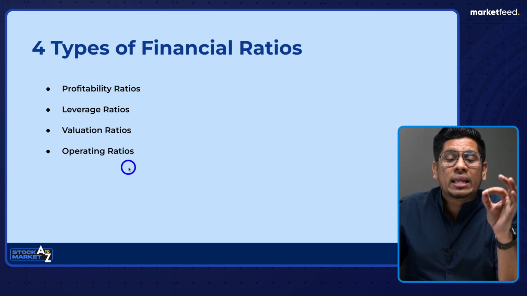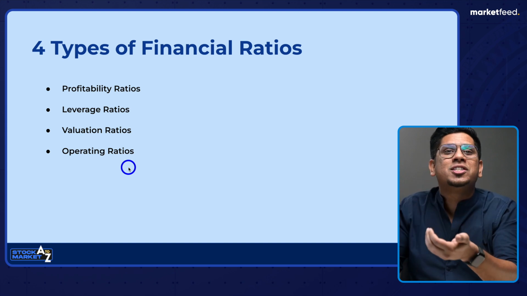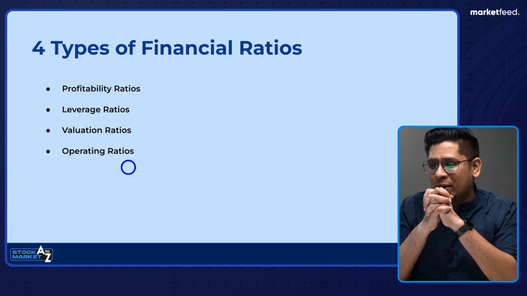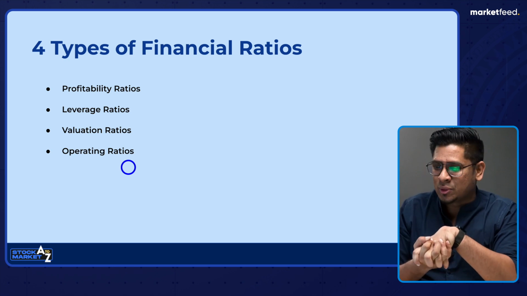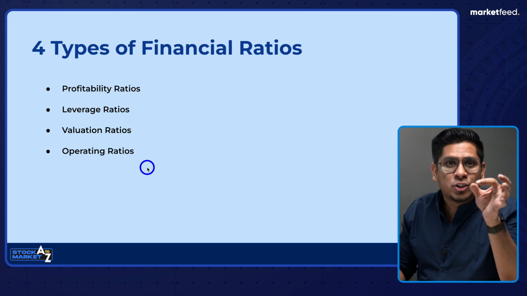Then comes operating ratios. Talks about the operational efficiency, the managerial efficiency of the company. Really good to analyze the company via operating ratios as well. So yeah, the agenda is clear. We're going to learn about valuation ratios and operating ratios in today's video.